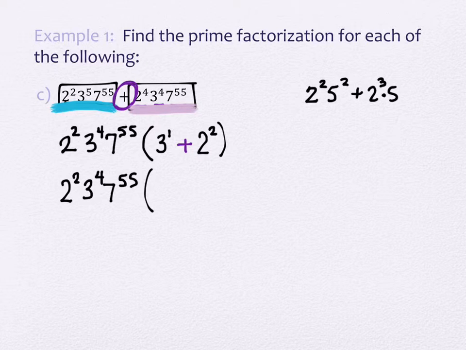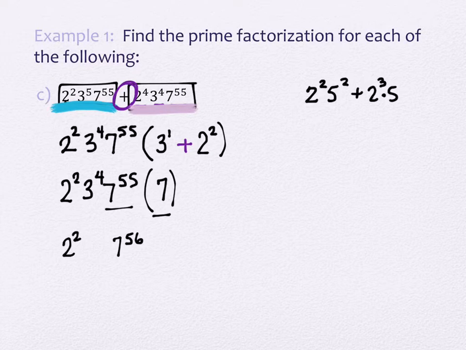It is 7. So you actually added up? We actually added up. 2 squared is 4, and 4 plus 3 is 7. But now I have a 7 to the 55th, and I have another 7, so what does that tell me? 7 to the 56. There's 7 to the 56.